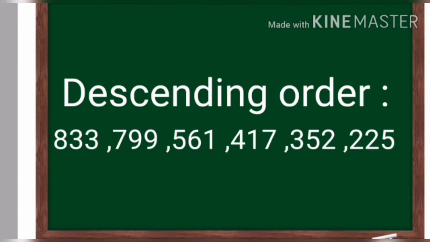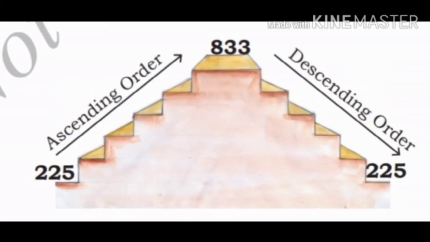833, 799, 561, 417, 352, 225. When the given numbers are to be written in the descending order, start from the greatest number to the smallest number. By writing the numbers on steps, you have written them in the ascending and descending order.